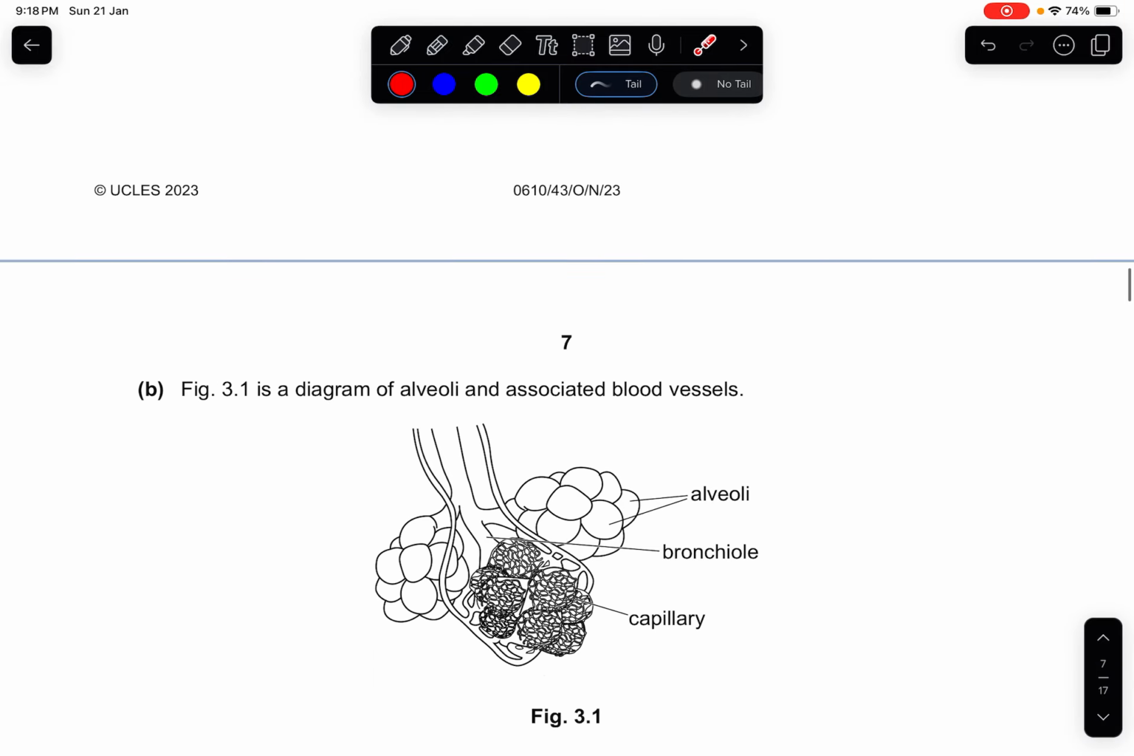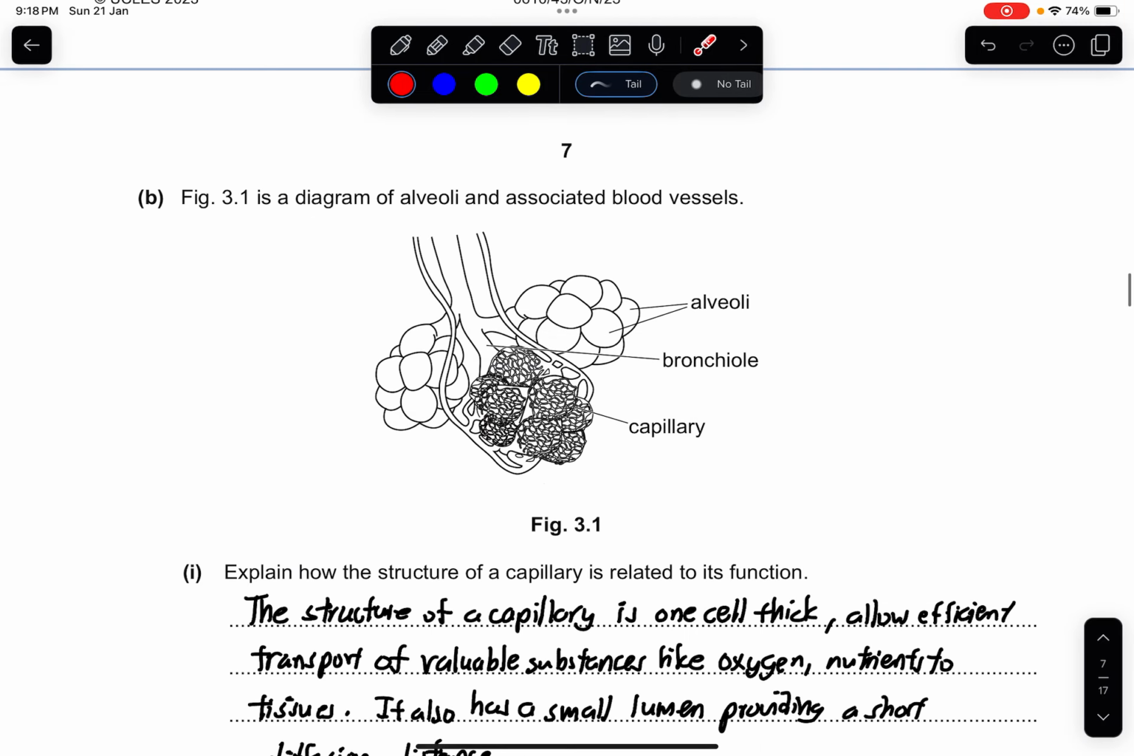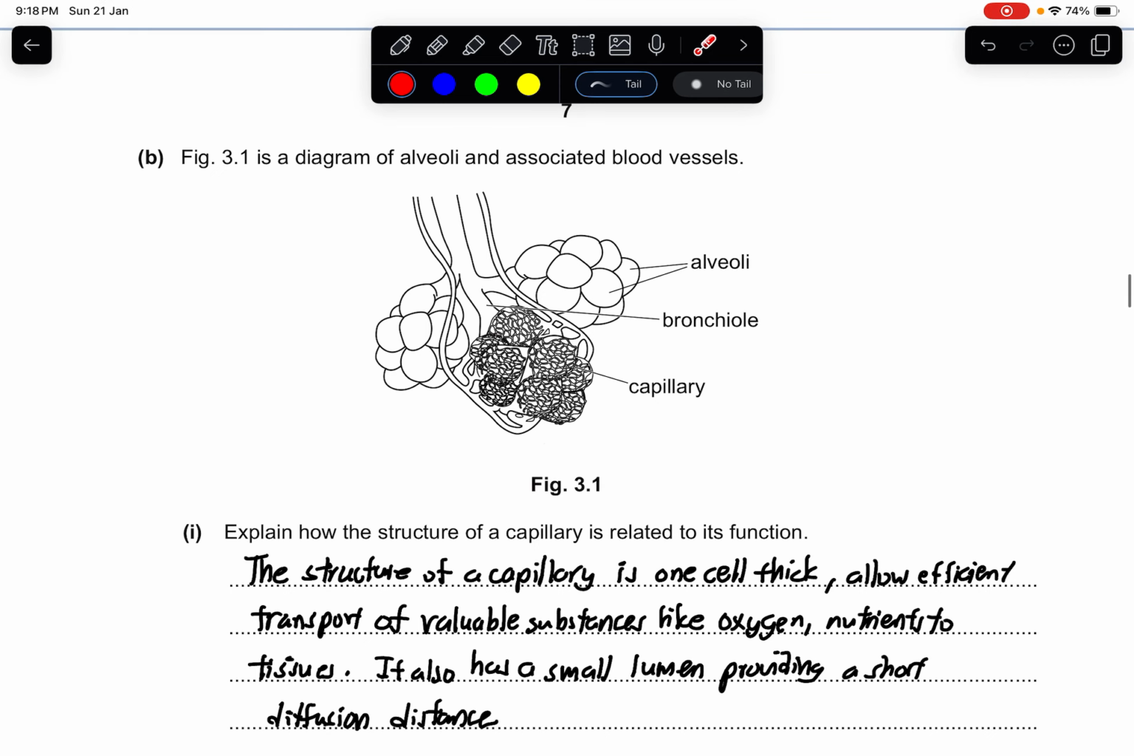Okay. Part B. Figure 3.1 is a diagram of alveoli and associated blood vessels. So this is actually located in the lungs. Part 1 says explain how the structure of a capillary is related to its function. So when they say structure of a capillary, please don't tell me what a capillary does. They want to know what makes this capillary so efficient, and it's because of its structure.